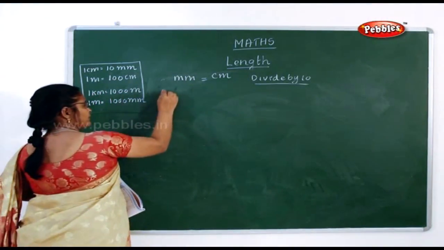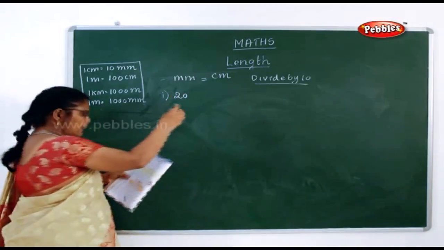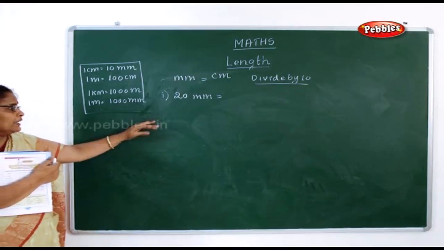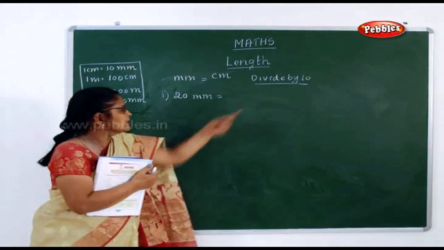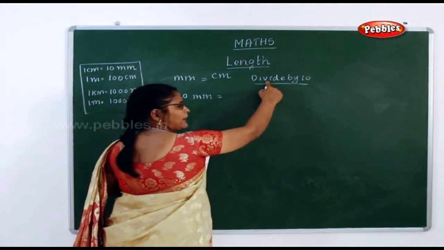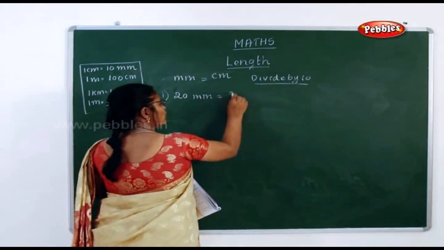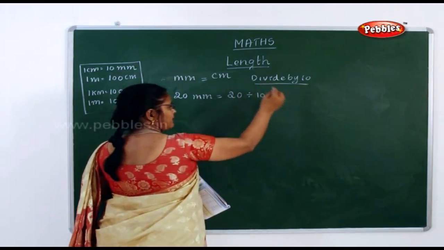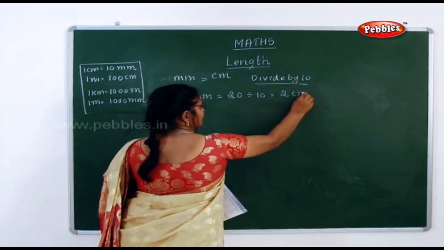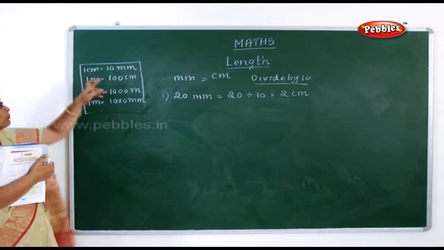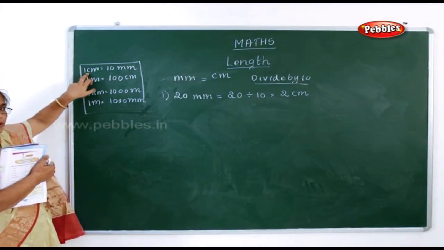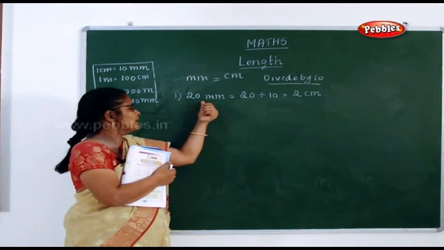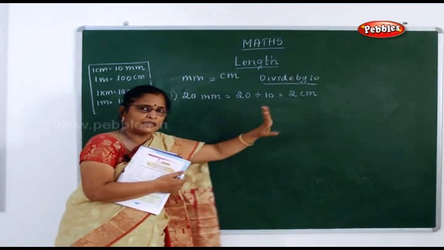So there's one sum they have given, observe. See, 20 millimeter. Now how will you convert this into centimeter? When you want to convert millimeter into centimeter, what did I tell you? You have to divide by 10. So 20 divided by 10. What is 20 divided by 10? It is 2 centimeter. You got it? Previously, when you were converting centimeter into millimeter, you were multiplying. But now you are dividing, converting the millimeter into centimeter.